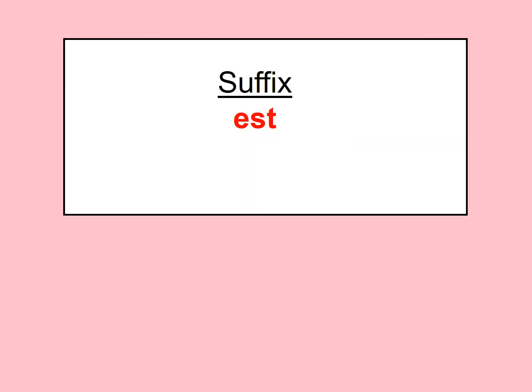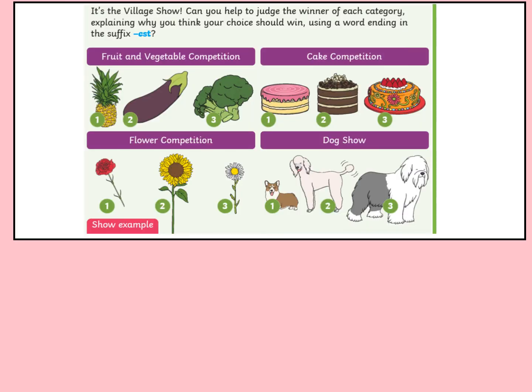Now I'm going to move on to the suffix est. It makes the sound est. It blends onto the end of a word, and again it has a different meaning because it changes the meaning of the root word. We've got a task where the suffix est makes a massive difference to your understanding.